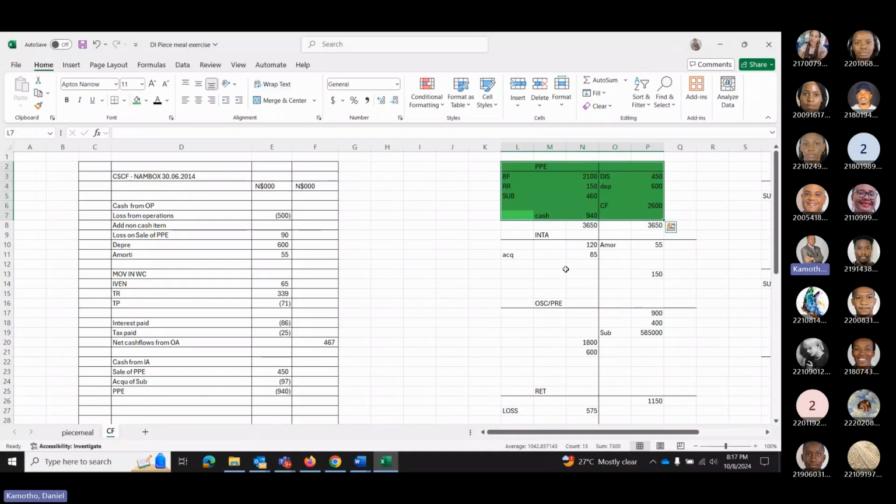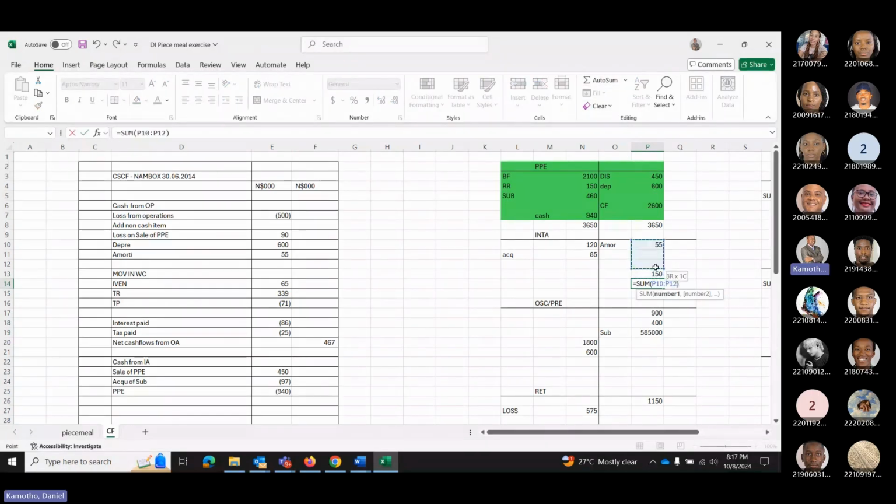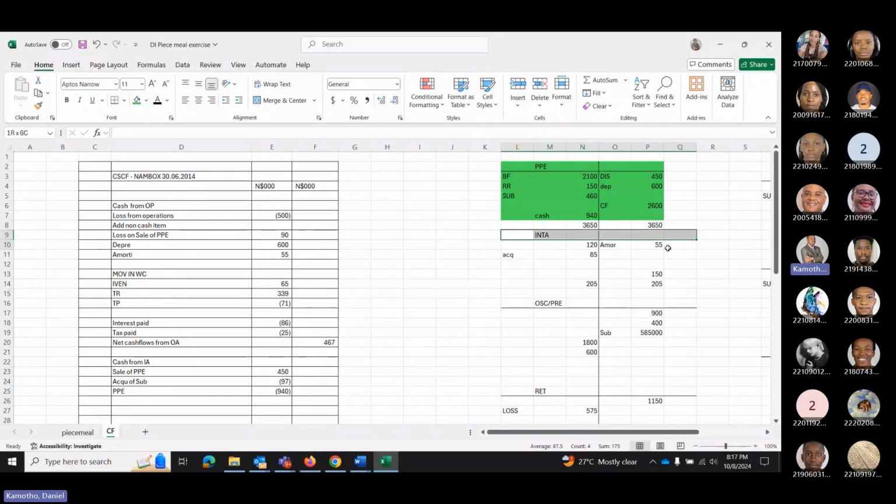I'll be highlighting them. We look at the intangible. Again, we can add them up. This is 202, something like that. 205, and this is 205 as well. So there's nothing to do, the amount is fine. So this account has no effect on the cash flow. So again, that has closed.